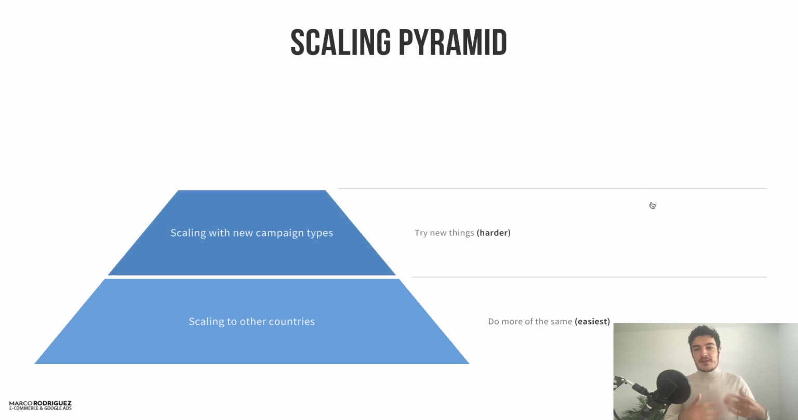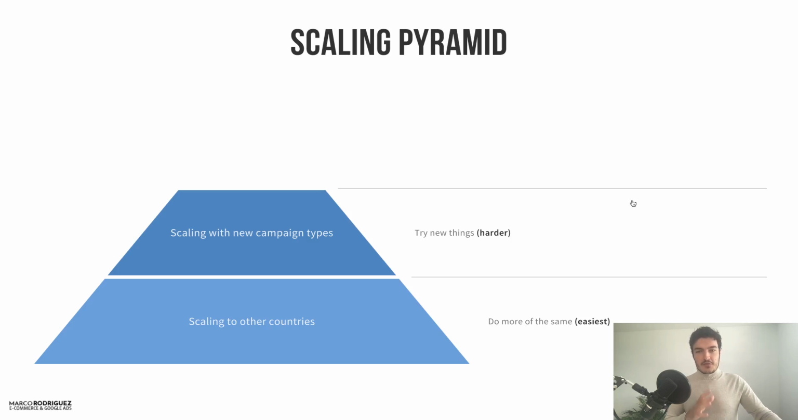Then we enter the second step, and this is scaling with new campaign types. Here you try new things. So it's inevitably harder. Let's say you have only been doing shopping ads before, now you're also including search ads in the mix, or now you are also adding other campaign types. And that's something we talk about in a second as well.